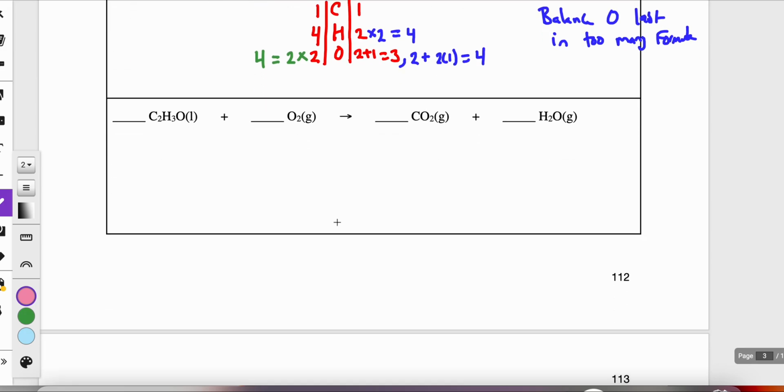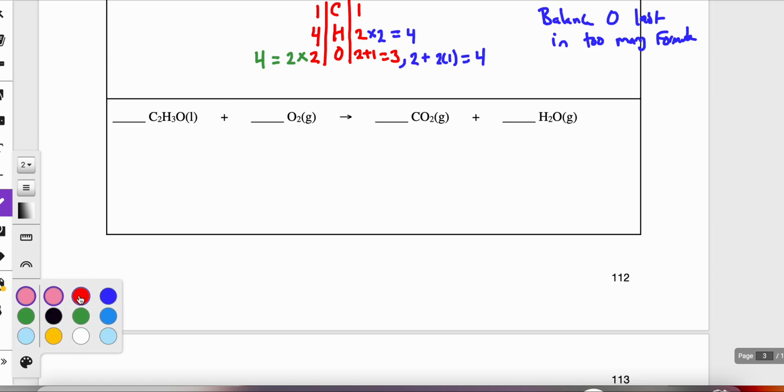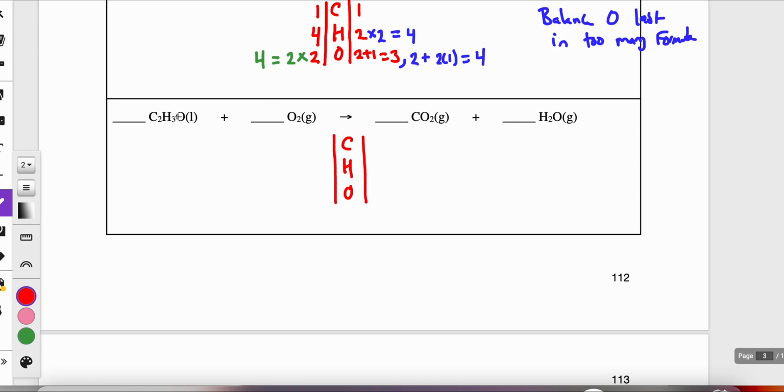Last example, raising the bar, making one that's a little bit harder. So let's take a look here. We have carbon, hydrogen, and oxygen on the left. And those are the only elements that I also see on the right. So I'm going to do my count. Carbon is 2, hydrogen is 3, but I have oxygen in 2 different substances, so I have 1 here plus 2 here, so I have a total of 3 oxygens.